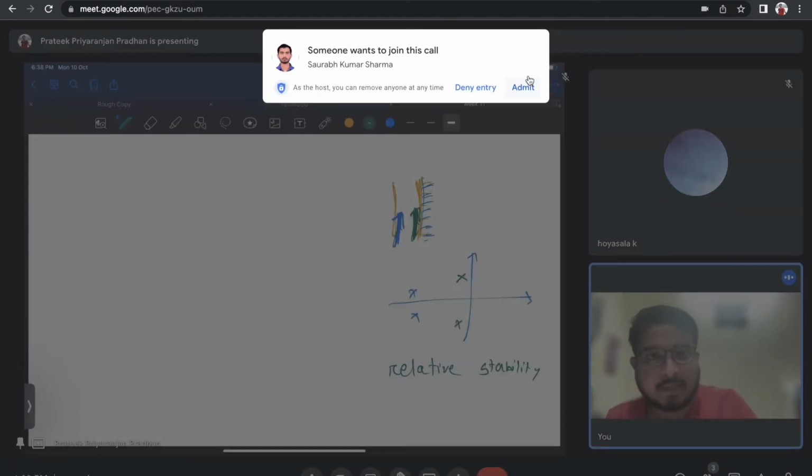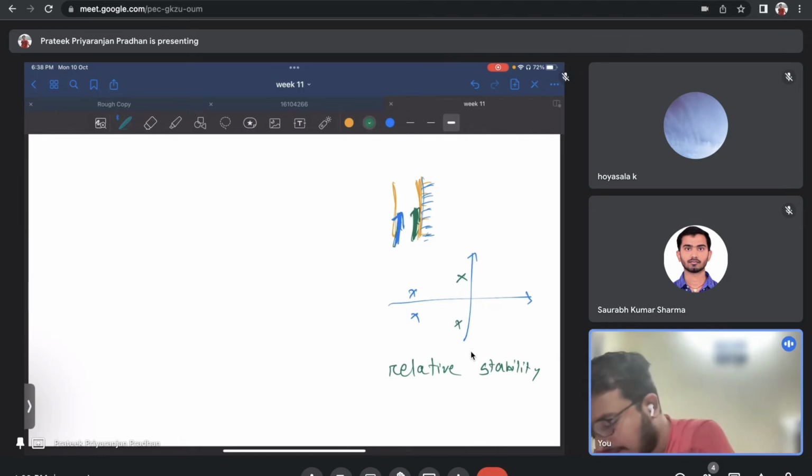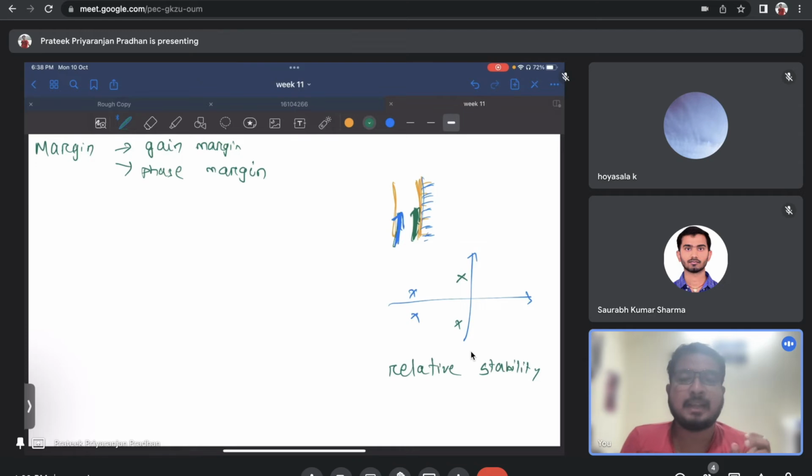Blue has more margin of error than the green one. So there comes the margin. Margin is of two types. One is gain margin and another is phase margin. Gain margin is how much gain I can give into the system before the system goes into instability. And phase margin is how much phase I can add to the system before it goes to instability.